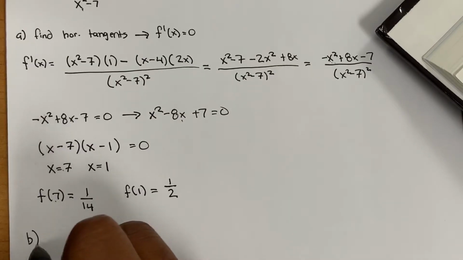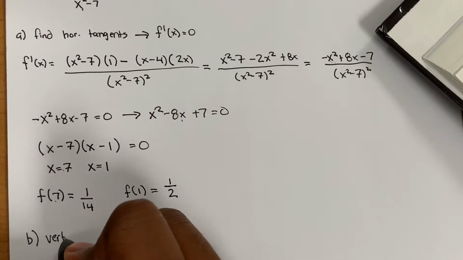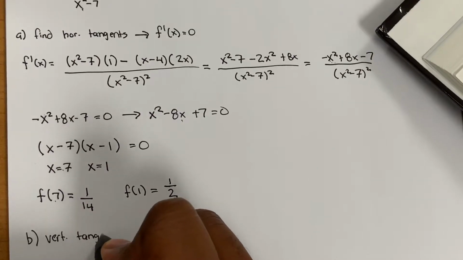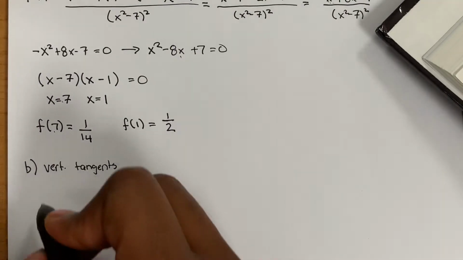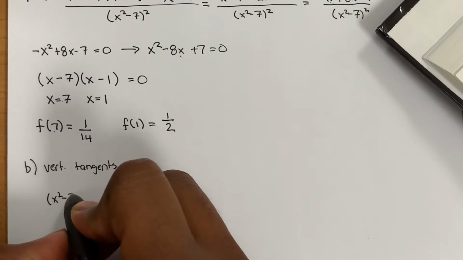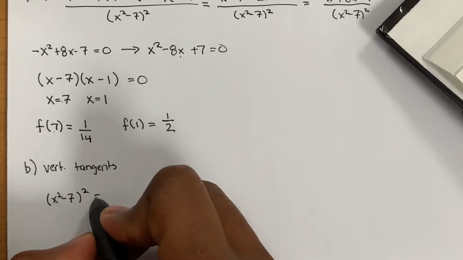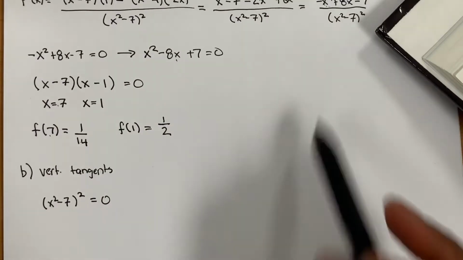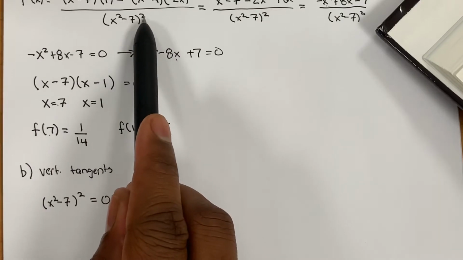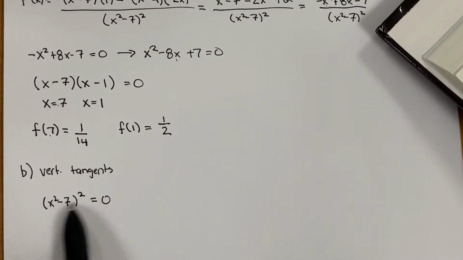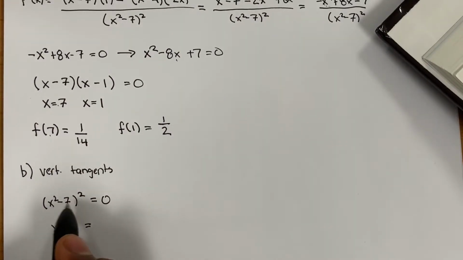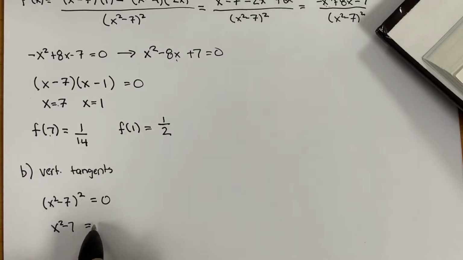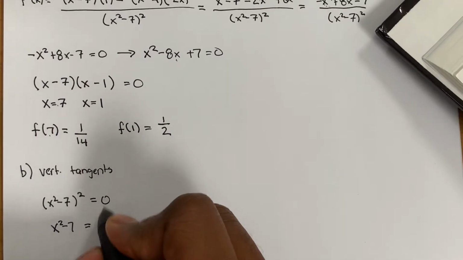And for B, if we were finding vertical tangents, that's going to be where the derivative is undefined. So we're taking x squared minus 7 squared and setting that equal to 0. The first thing I want you to notice is that we don't care about the square, because the first thing we would do down here is take the square root to get rid of the square. The square root of x squared minus 7 squared is just x squared minus 7. And that equals 0. So the square root of 0 is 0.